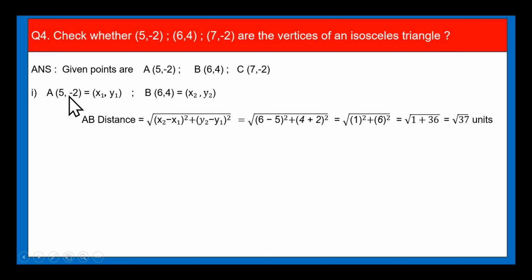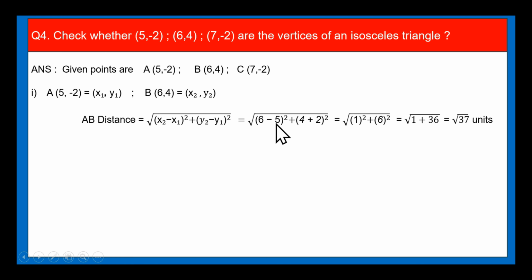x2 is 6 and x1 is 5. Therefore, (6 minus 5) whole square plus (y2 minus y1) whole square. y2 is 4 and y1 is minus 2. Therefore, 4 minus of minus 2 is 4 plus 2. We should change the sign of minus 2, so that it will be plus 2. So y2 minus y1 is 4 plus 2, whole square.